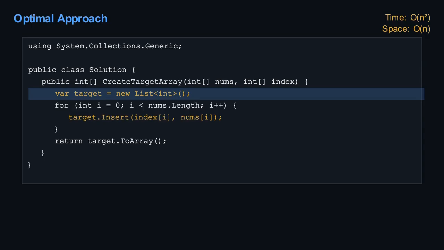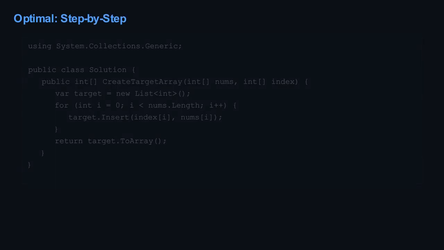While the worst-case time complexity for a single insertion can still be linear if many elements need to be shifted, the overall process is cleaner and often more optimized by the language runtime compared to manual shifting. We simply iterate through the input arrays and call the dynamic array's insert method with the current number and its target index. Let's trace this with an example.